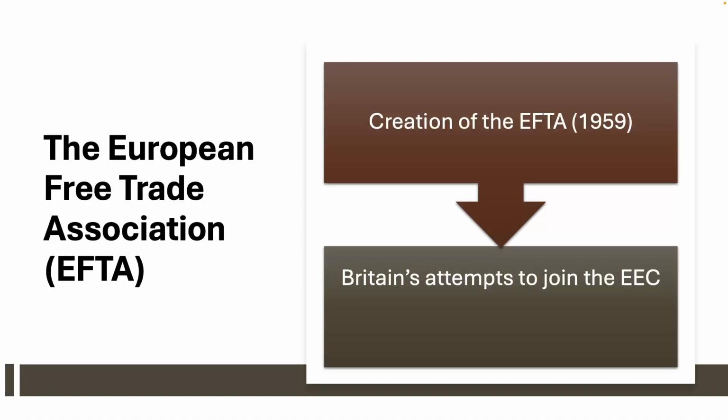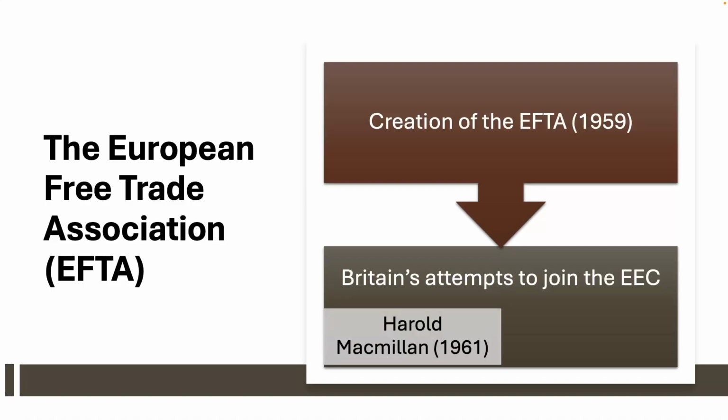So the first attempt and the first application to join the EEC was in 1961 under Prime Minister Harold Macmillan. Influenced by economic pressures and the decline of the British Empire, as well as the need for greater access to European markets, we see the application be sent to try and join the EEC. Now, initially, Macmillan's government was hopeful about joining, seeing it as a necessary step for the UK's future.